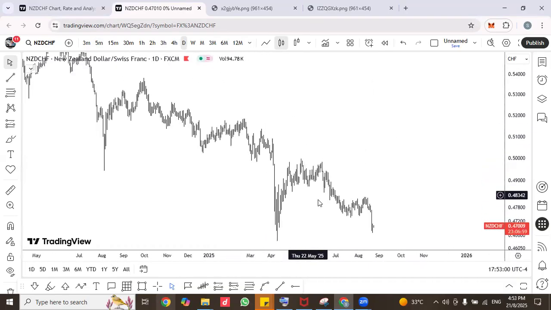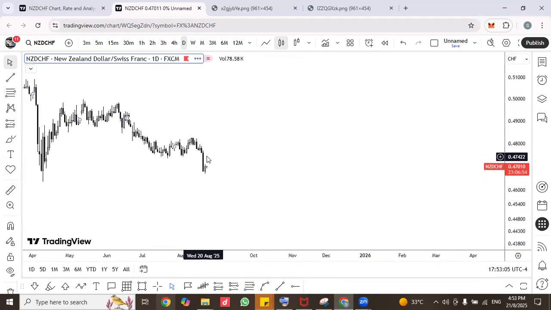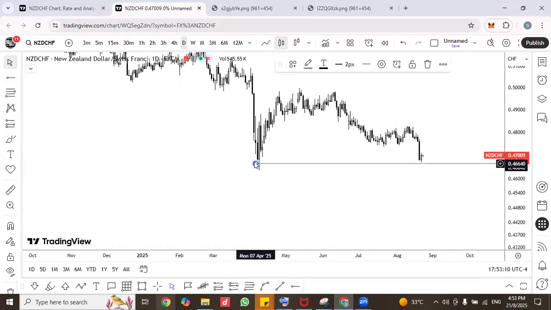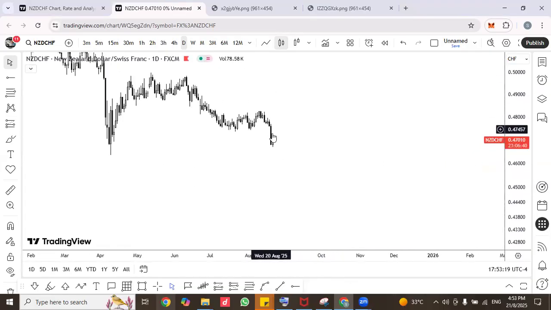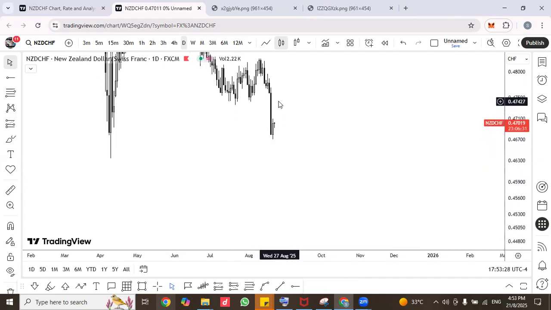Now, this is a downtrend on NZDCHF, and this is a big bearish candle. However, I do see that this area is trying to be maintained as support. That aside, we know that when price breaks lows, it often pulls back. You should see some form of retracement, so there will be bullish momentum coming in.